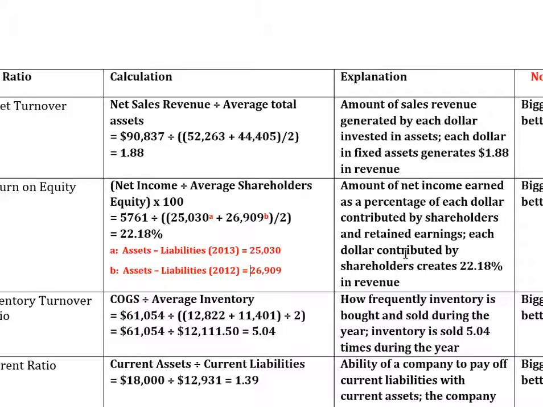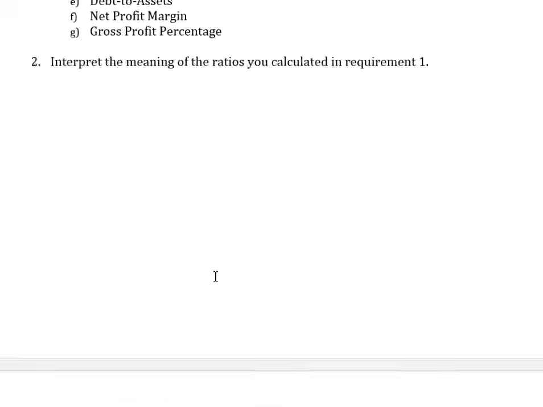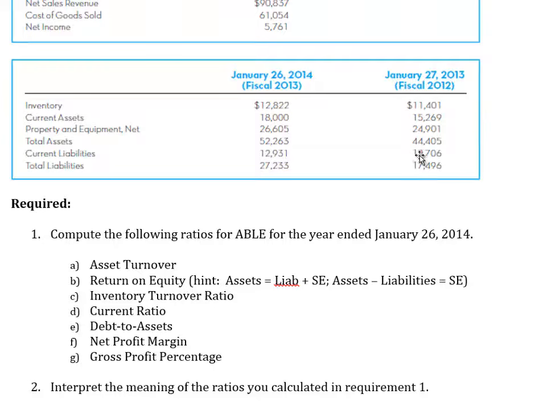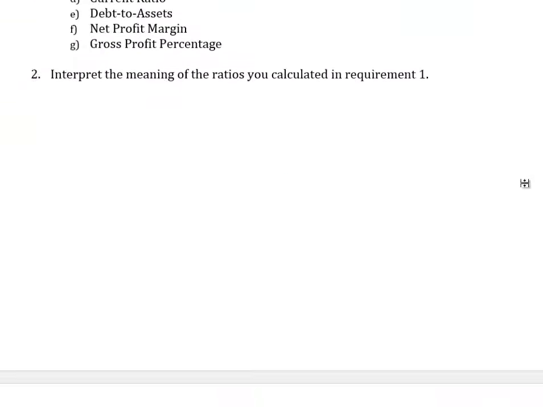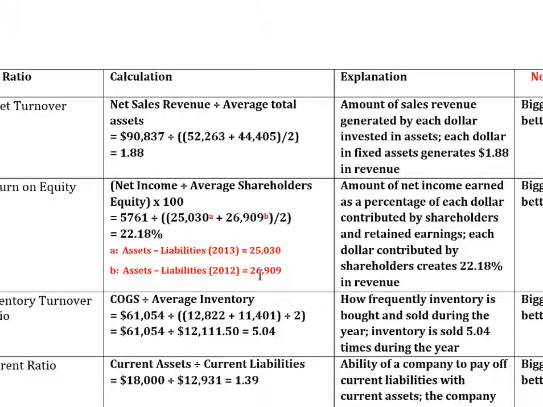So for the beginning of the year, I took 44,405. Even if you have your calculators handy, you might want to do this as I'm talking about it. Less my liabilities, which is 17,496. And that difference is going to be 26,909. That's at the beginning of the year.